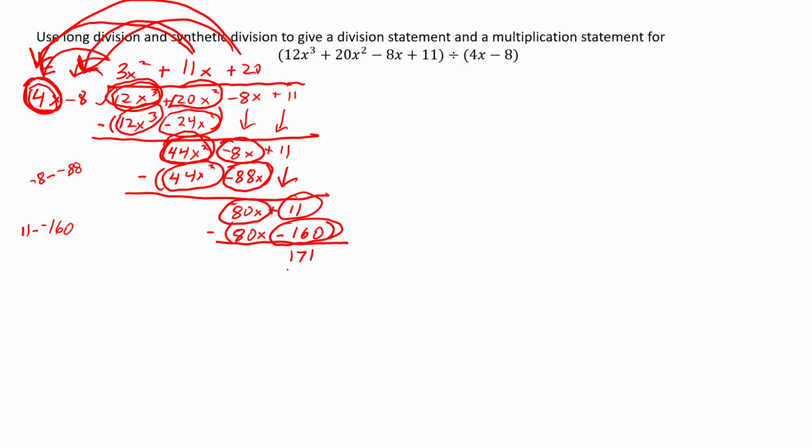Now you might wonder, how do we know this is our remainder of 171? We know that because it's a lower degree than our divisor, which is 4x minus 8. 171 is a degree 0 statement because 171 is like saying 171x to the 0. The divisor, the 4x minus 8, that's like 4x to the 1 minus 8, that's degree 1. So the remainder is lower degree than our divisor, and we can make our division statement.